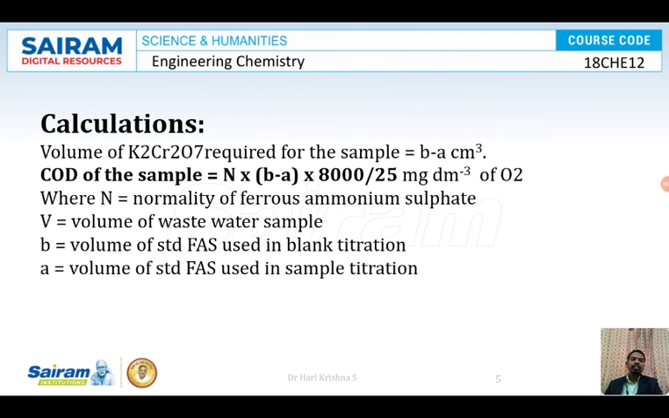By substituting the normality of K2Cr2O7, the blank titer value and the sample titer value, you can find out the COD of the sample in milligrams of oxygen. This is instantaneous. This is how we find out COD.